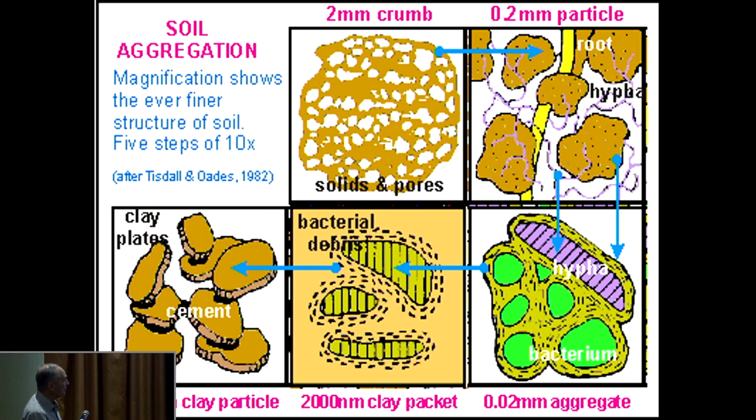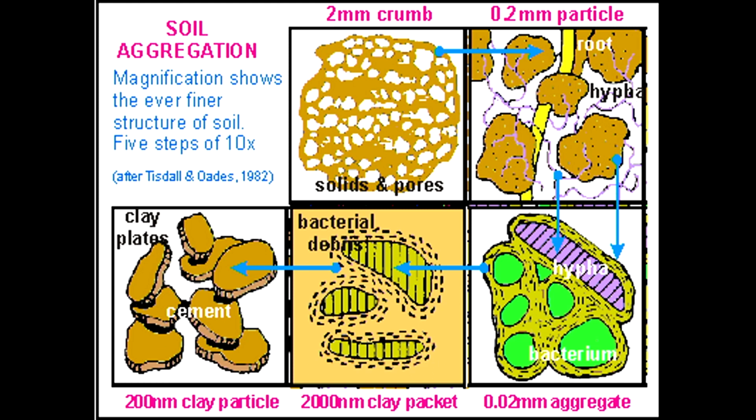The hyphae start to grow in, roots actually start to come in and bind this stuff together, and we get up to a 2 millimeter crumb. And that's what we can actually see. This is where the soil carbon is incorporated into that framework of the clay, and it's protected from respiration and attack by microbes. So that's really what we're trying to do.